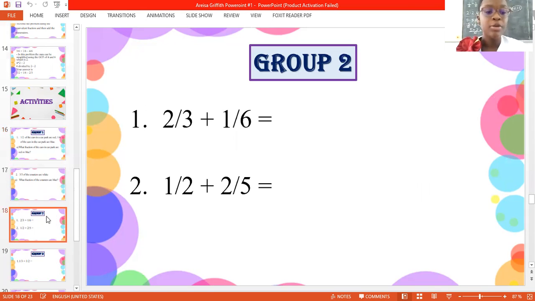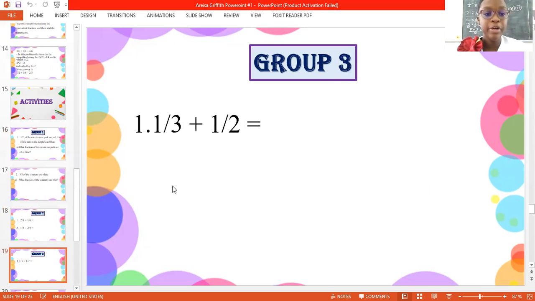Group 2, you're going to add 2/3 plus 1/6. And the second sum is a half plus 2/5. And group 3, you're going to add 1/3 plus a half. So go ahead and do that quickly.